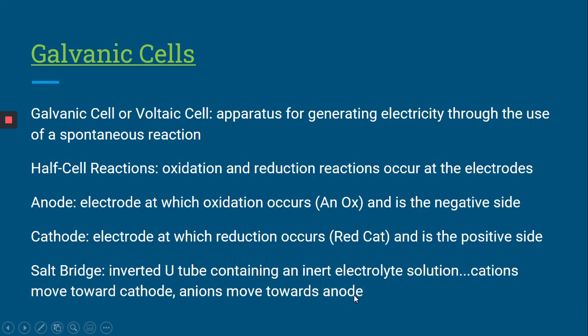The first type is called a galvanic cell. You might also see it written as Voltaic cell. Those are interchangeable. It's just a system that generates electricity through the use of a spontaneous reaction. Now, a spontaneous reaction typically is exothermic, which means it would have a negative delta H. It tends to create disorder, which means it has a positive delta S value, S meaning disorder or entropy.